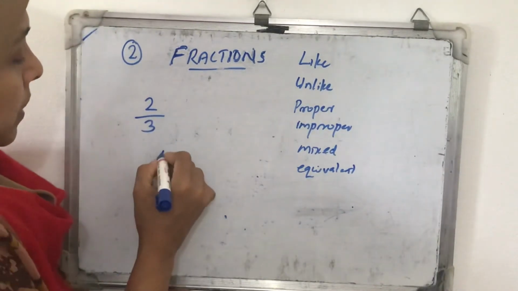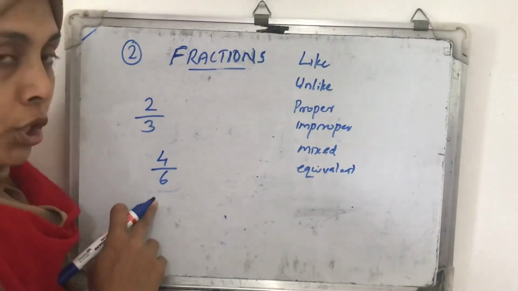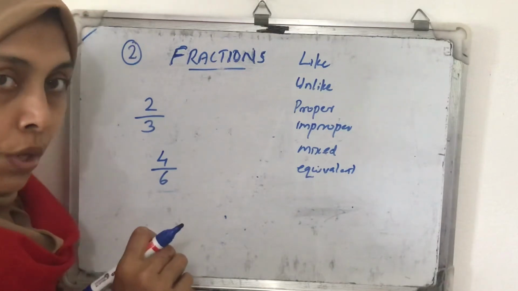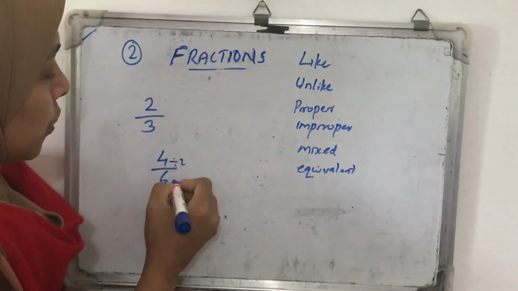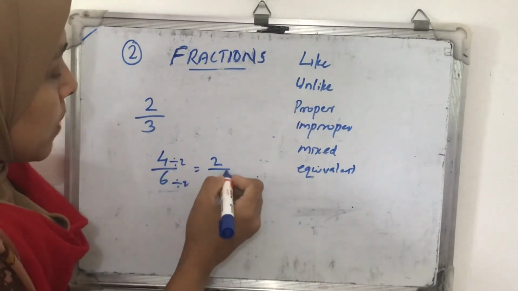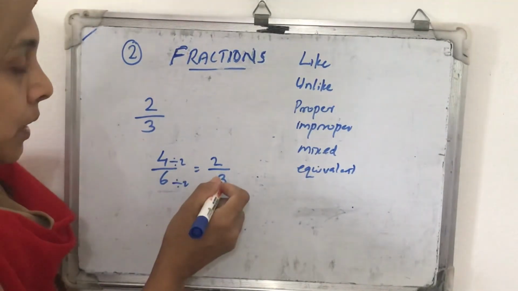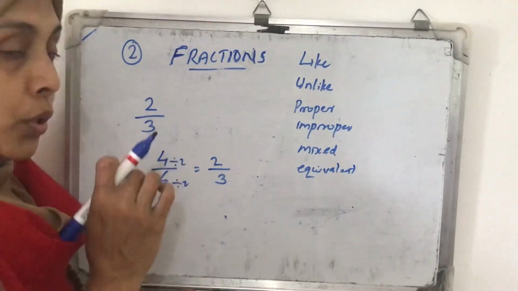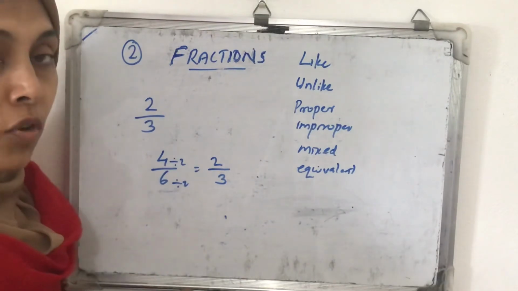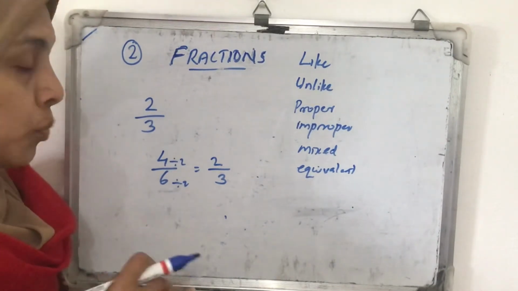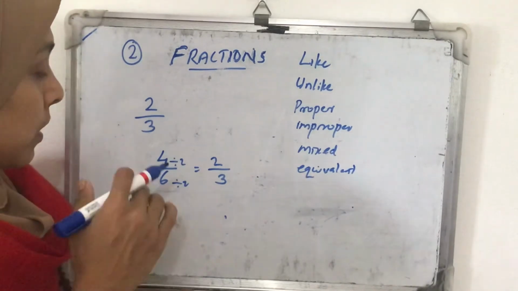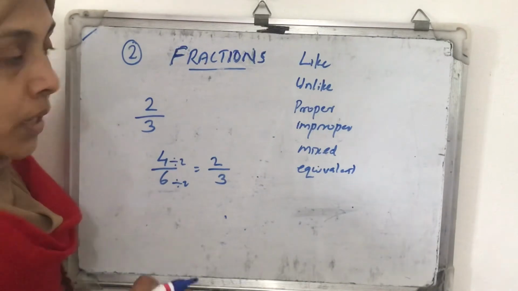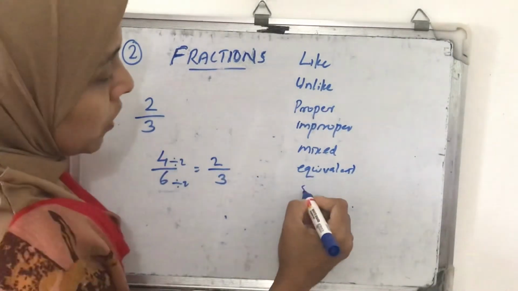Then another example, 4 by 6. Is it in simplest form? No, because 4 and 6 have a common factor 2. When you divide both by 2, you get the simplest form 2 by 3. Now 2 by 3 is in simplest form, but 4 by 6 is not, because there is a common factor 2. So what is the simplest form of a fraction? A fraction is said to be in simplest form if its numerator and denominator have no common factor other than 1. This is the simplest form we discussed.